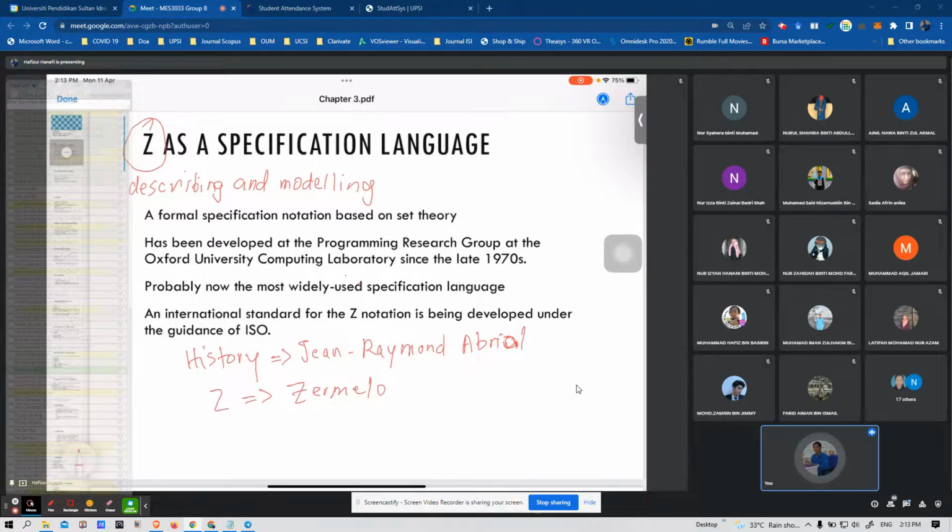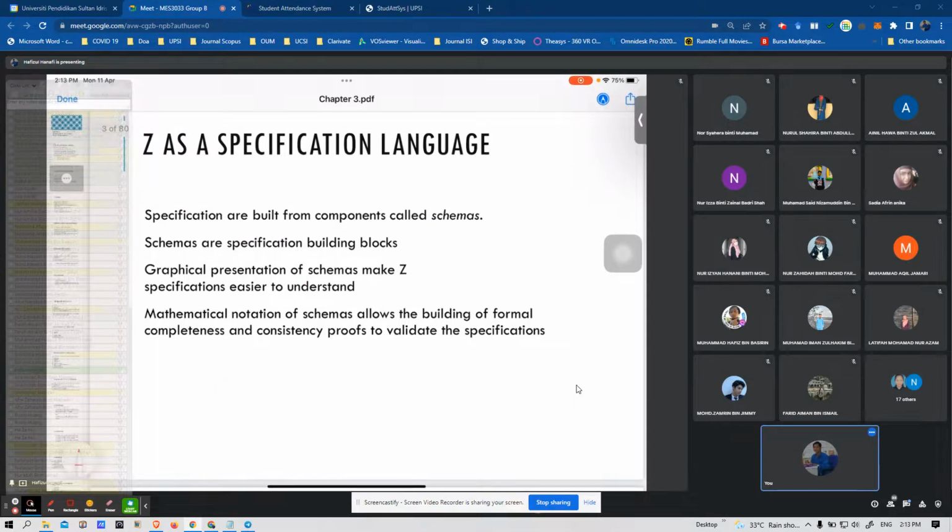Okay, and then Z is based on the standard mathematical notation used in axiomatic set theory, lambda calculus, and first-order predicate logic. Z specifications are built from components called schemas. Later we will see the schema, but Z itself is based on the standard mathematical notation.